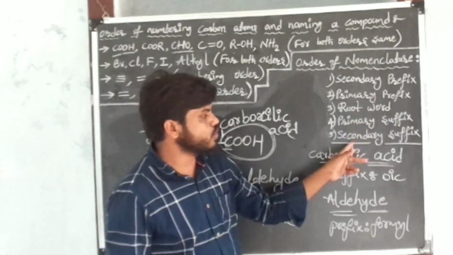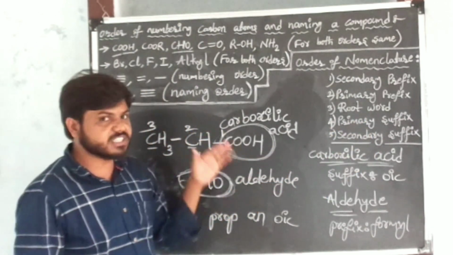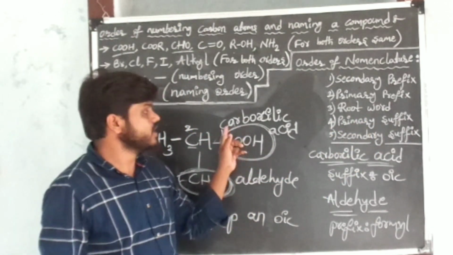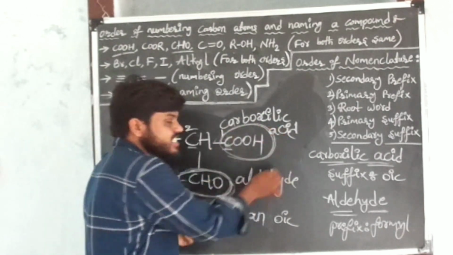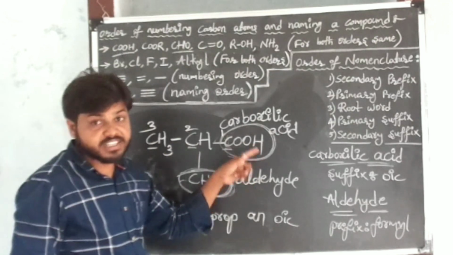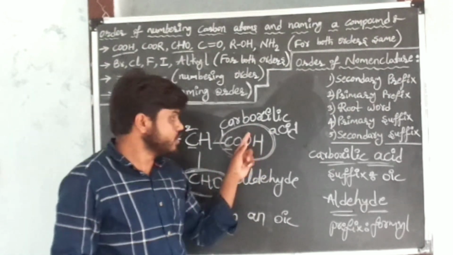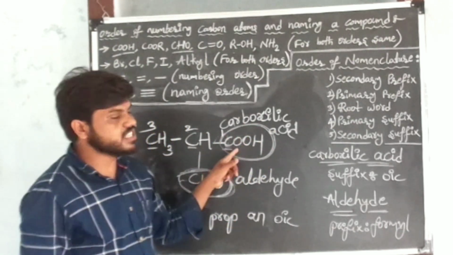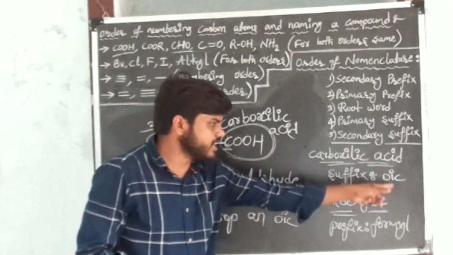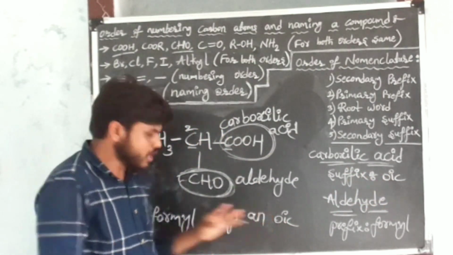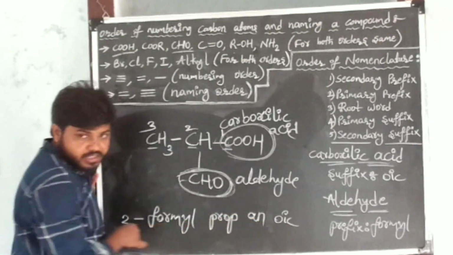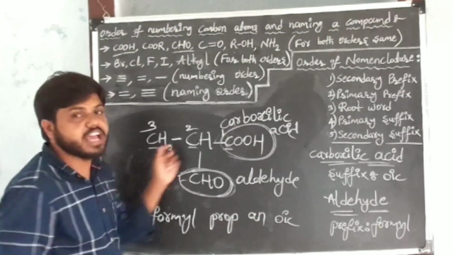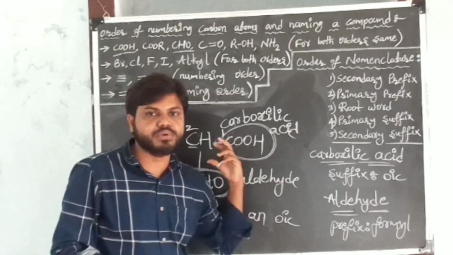After writing the suffix, go to the secondary suffix. Secondary suffix is a functional group. One functional group is there, that is carboxylic acid. No need to write the position because this acid is present in the principal chain. Write the suffix of the acid. Suffix of carboxylic acid is oic. Now this is our required IUPAC name, that is 2-formyl propanoic acid. 2-formyl propanoic acid is the IUPAC name of the given carbon compound.